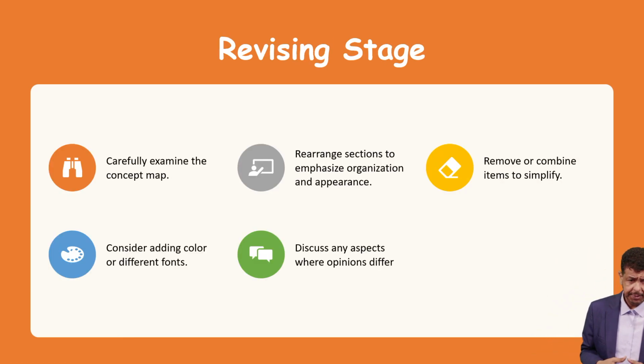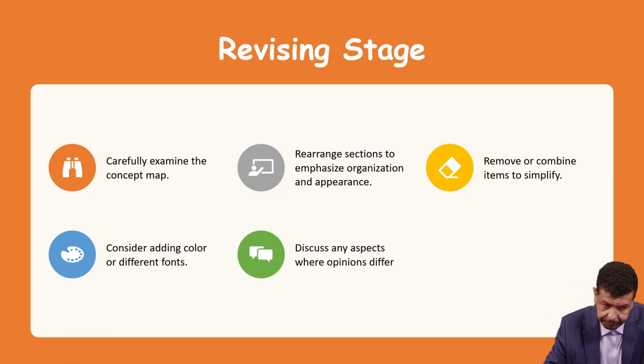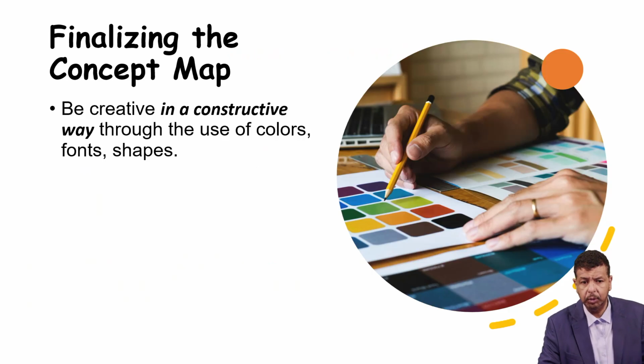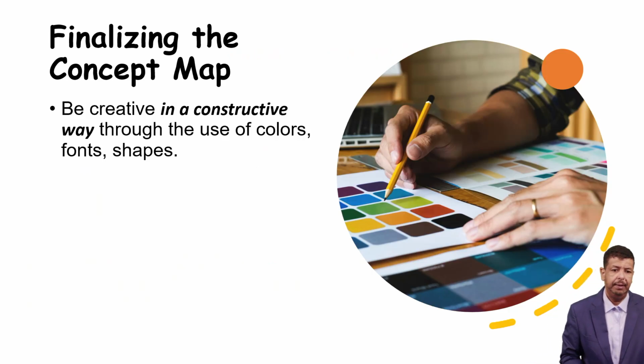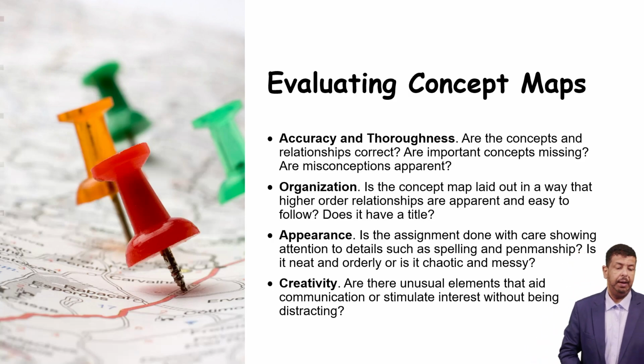After doing this, carefully examine the concept map. Rearrange sections. You can remove or you can combine. You can consider adding color. You can discuss any aspects where opinions differ and so on. Finally, we'll go to finalizing the concept map in a creative, constructive way through the use of color and so on. Don't forget to evaluate your concept map for accuracy and thoroughness.